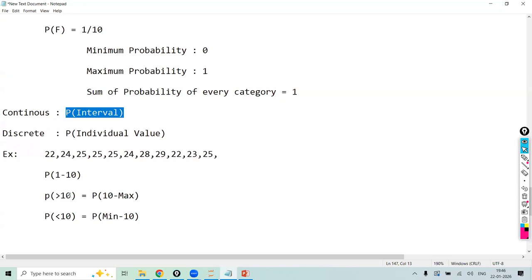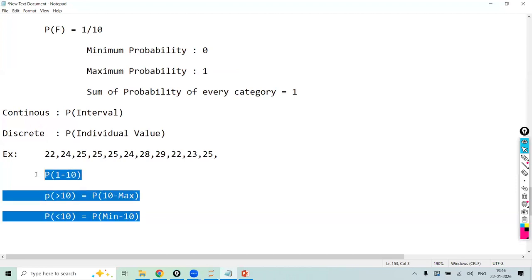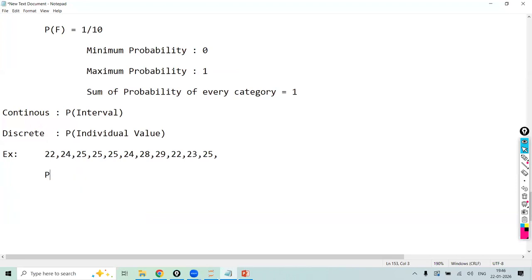If anyone asks you what is the probability of students in your class being more than 25? More than 25 is also an interval basically. How? Because it is 25 to max, the maximum value in the data set. Basically it is an interval. So how many students are there from 25 and above, divided by the total number of students. First, how many in total? Here 3, 6, 9, 11. So total 11 are there.